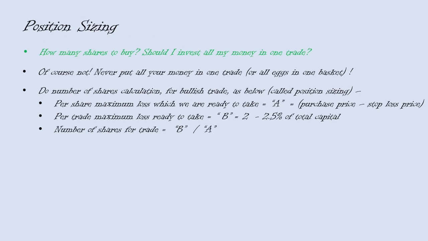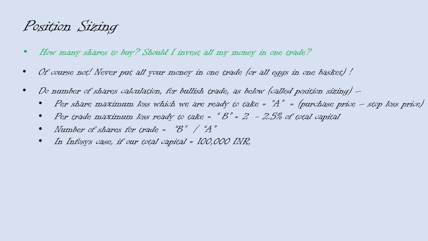So the maximum number of shares you can buy for the trade is nothing but B divided by A, is it not? Because if I allocate some money for the trade and all of this money is at risk, and per share I am willing to take a risk which is denoted by the letter A, and the money I am putting as a risk in this trade is B, then the number of shares I can buy is nothing but B by A, right?